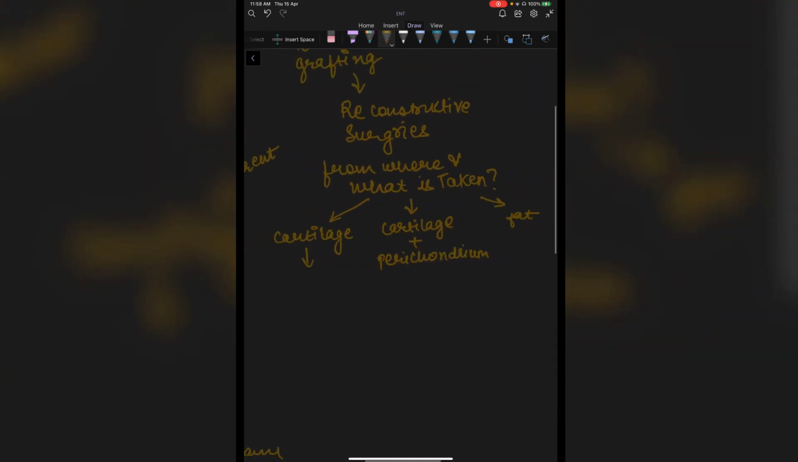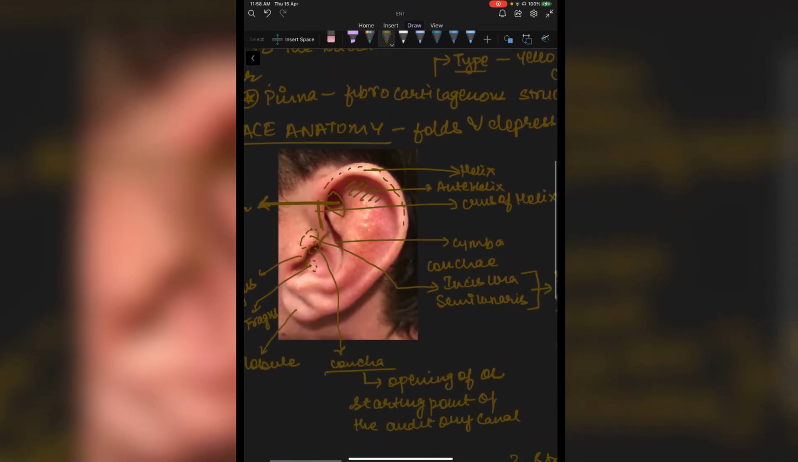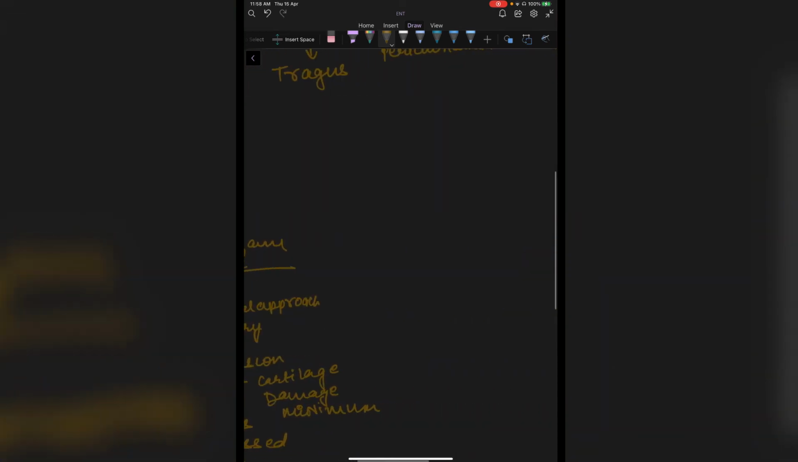Cartilage we will take from the tragus. If you see here, the tragus is a triangular fold of cartilage basically. So it acts as the covering for your concha. Sometimes it might not fully cover, but it covers the concha. Other than that, it does not have any significant importance.